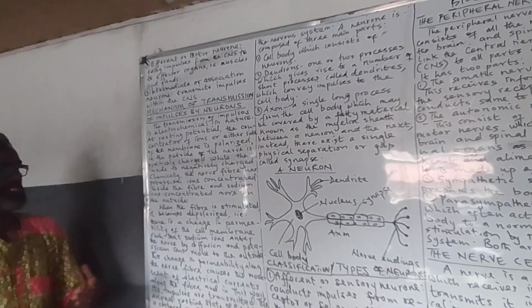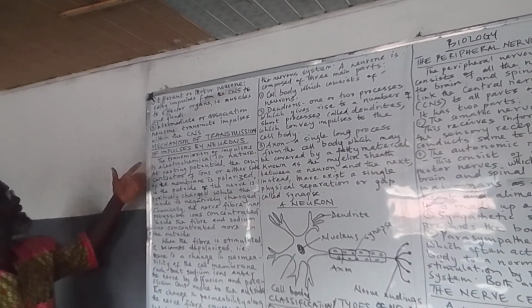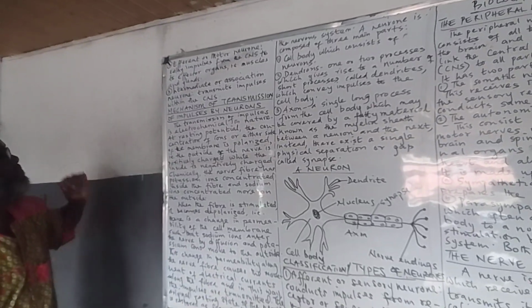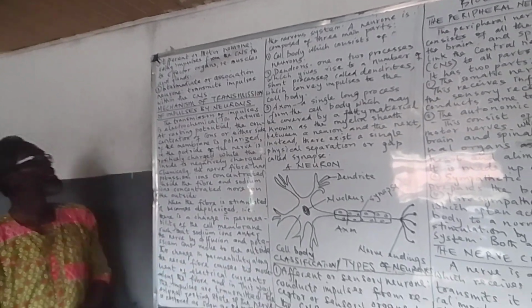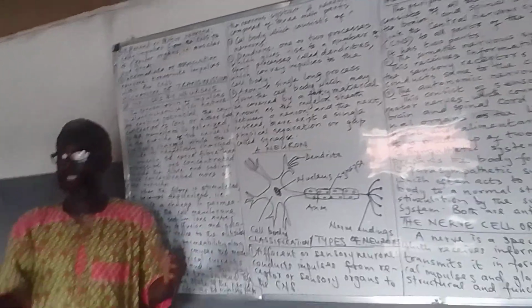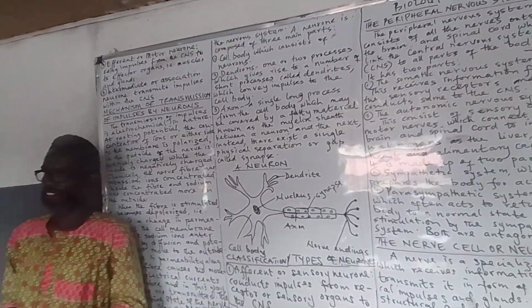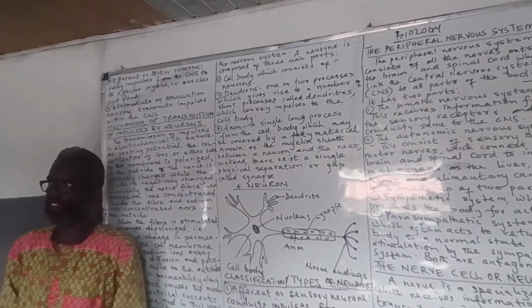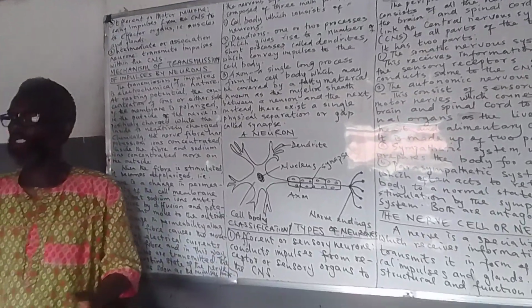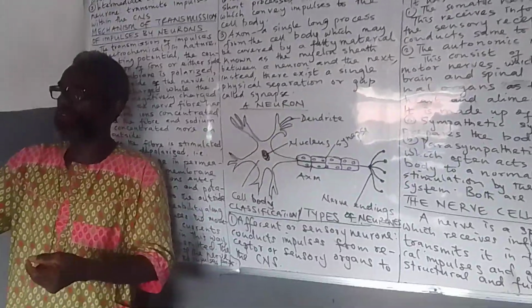CNS. So how does this happen? It will be discussed under the mechanism of transmission of impulses by neurons. I am still going to give you a diagram that we are going to use to explain the mechanism in the next class. So you see that without neurons, there cannot be coordination. The neurons are like electrical wires that connect one part of your body to another.